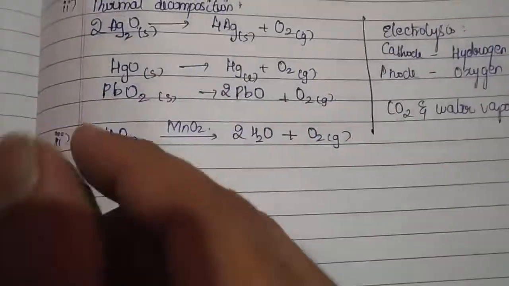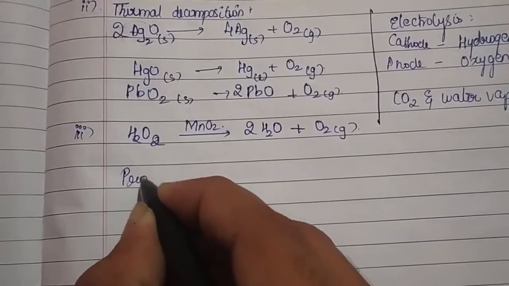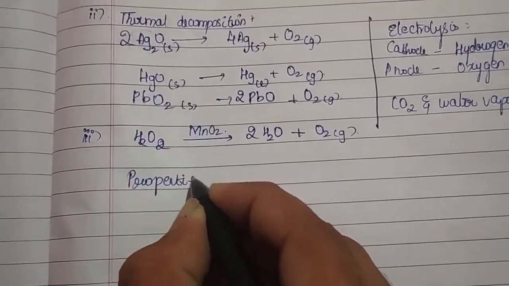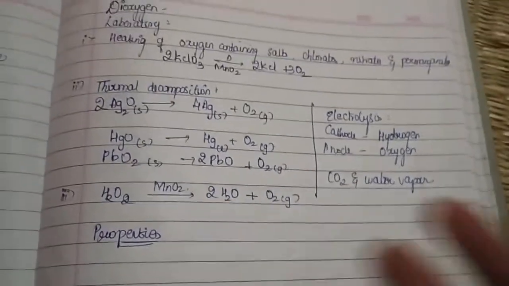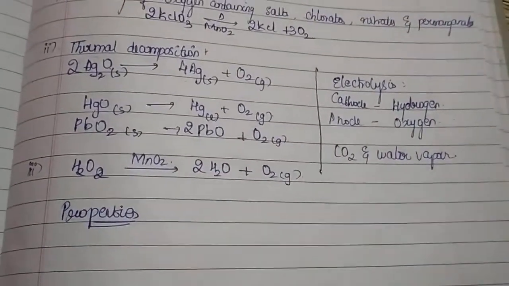Coming to the properties of dioxygen, let us look at them. What are the main properties? How can you get to know whether the gas obtained in the above process is dioxygen or not?